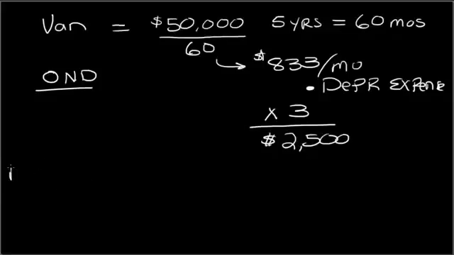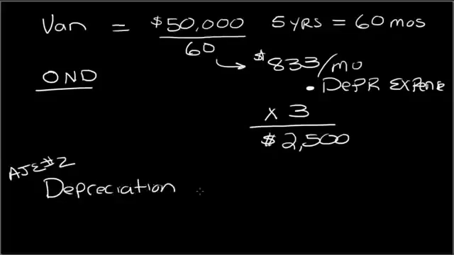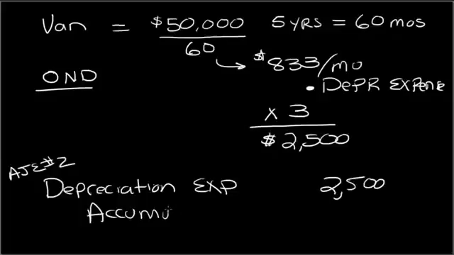So my adjusting journal entry number 2 is going to be depreciation expense, $2,500, and accumulated depreciation. And accumulated depreciation is an interesting account.